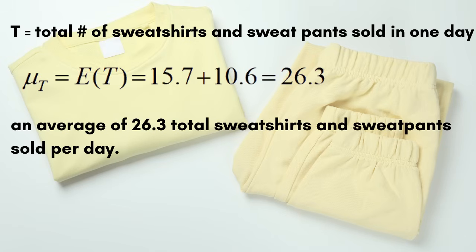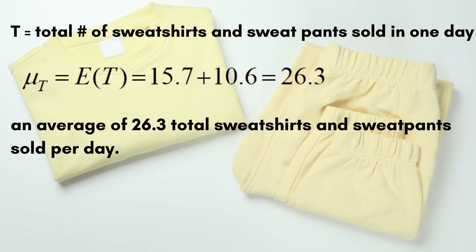Let's let the random variable T be the total number of sweatshirts and sweatpants that Gavin sells per day. All right, let's find the mean and standard deviation for T. All right, really simple. For the mean, we're simply going to add the means together because you are allowed to add means, no problem.